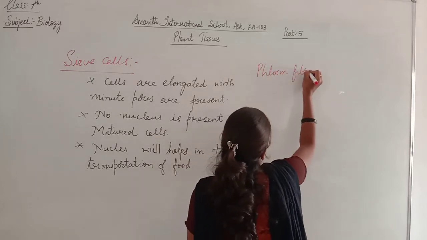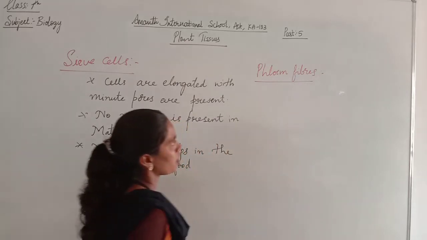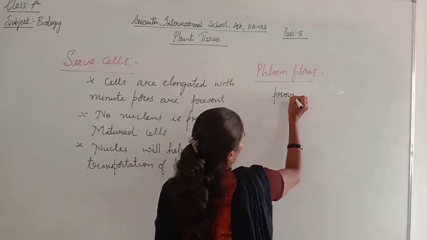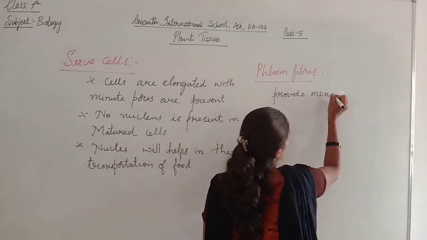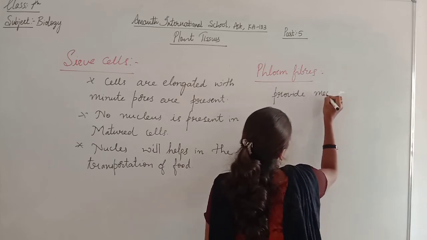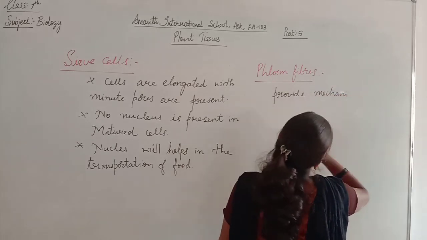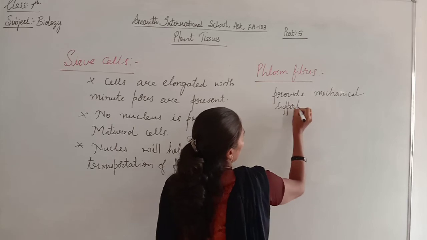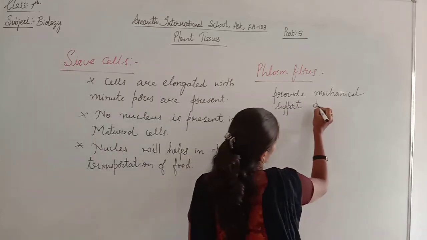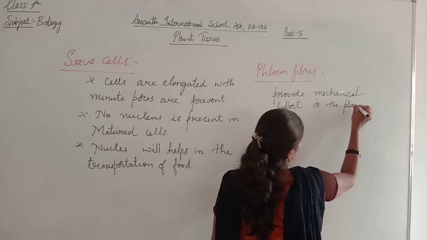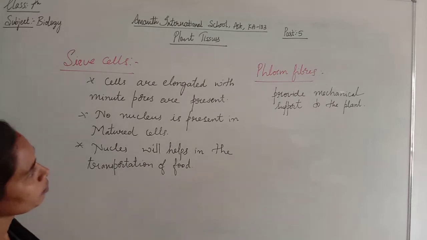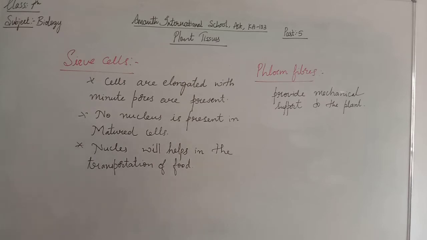Phloem fibers. So what is the function of phloem fibers here? Phloem fibers provide mechanical strength. They provide mechanical support to the plant. So this is the function of the phloem fibers, means they provide the mechanical support and give strength for the phloem tissues. The next cell, that is phloem parenchyma.